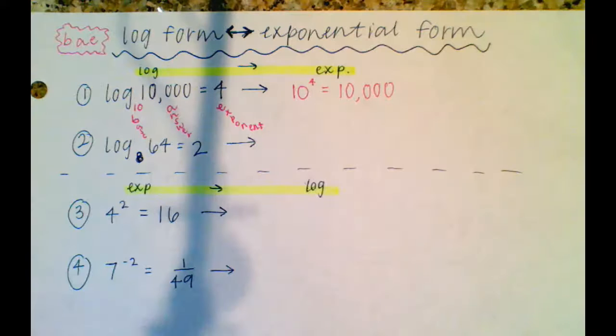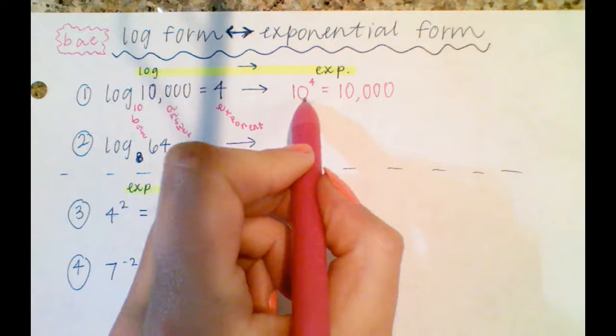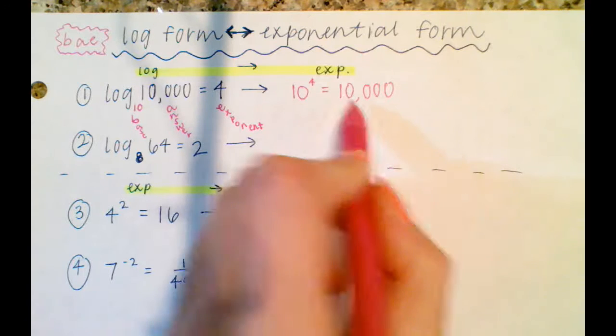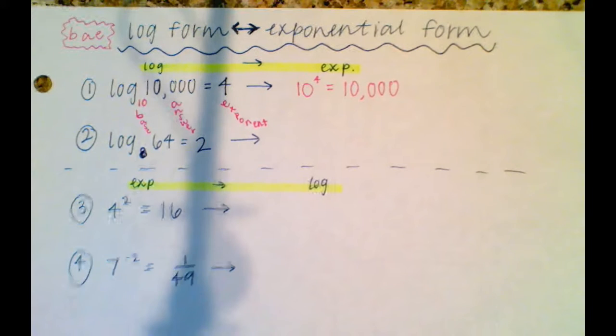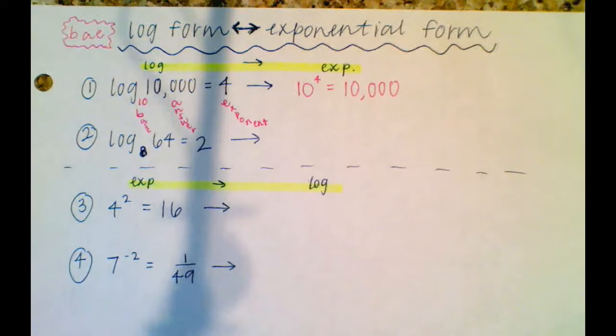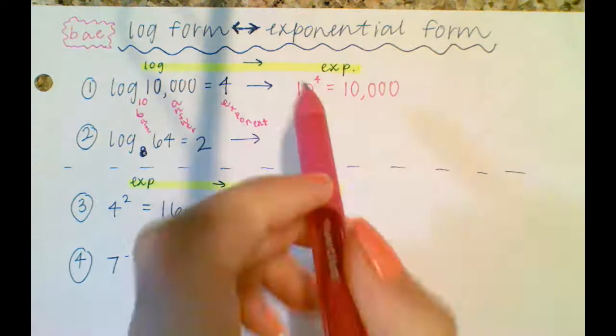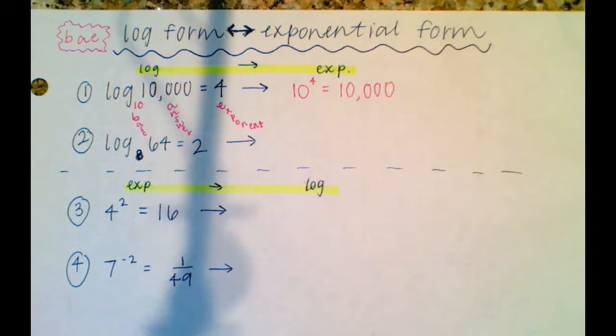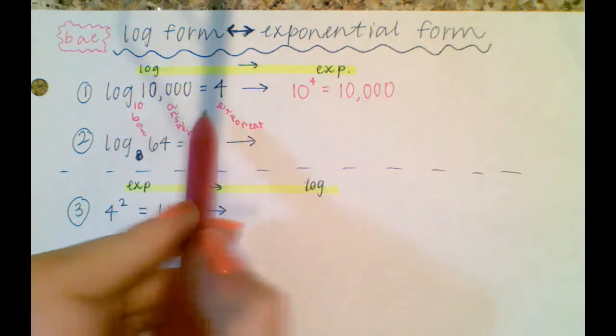All right? And if you guys notice, if you type into your calculator 10 to the 4th, you're going to get 10,000. That logically makes sense. All right? Some of you were giving me some wacky answers and they weren't logically making sense, but you guys should see right here 10 to the 4th does equal 10,000. Okay, so don't forget about your bae.